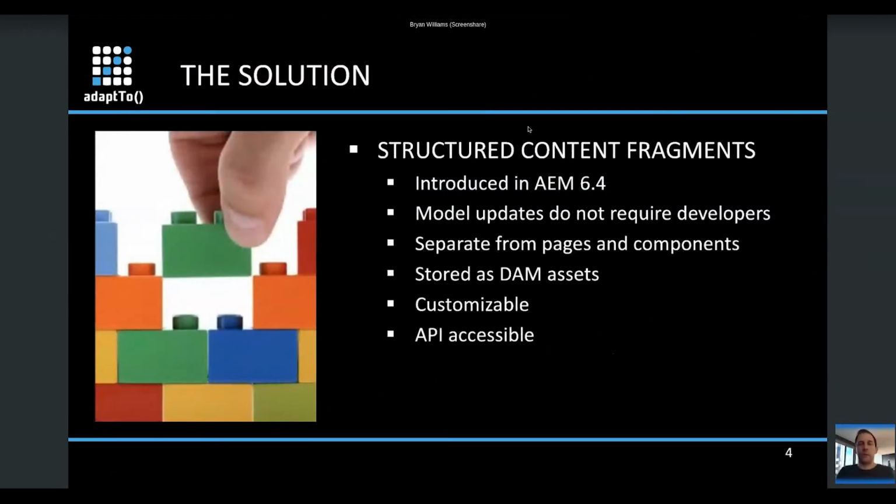So in 6.4, Adobe came up with something called Structured Content Fragments. Basically these content fragments allow us to store data in AEM, and it doesn't require a developer for deployment. Content authors can create models that represent the schema for a content fragment. It's separate from page components. It's stored in the DAM assets. It is customizable, and it has API access out of the box. We'll get to that.